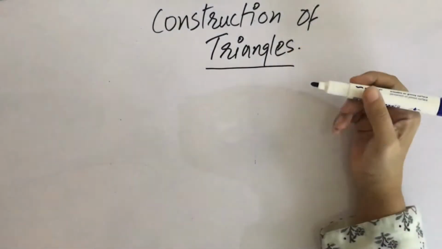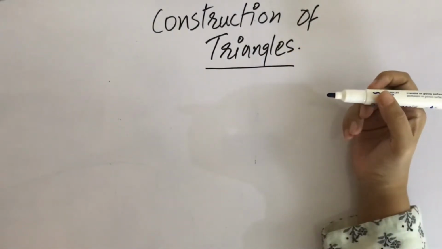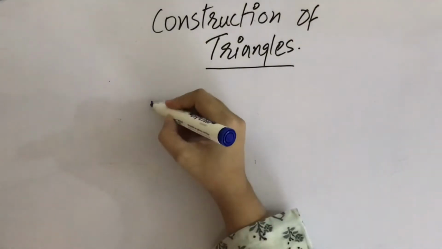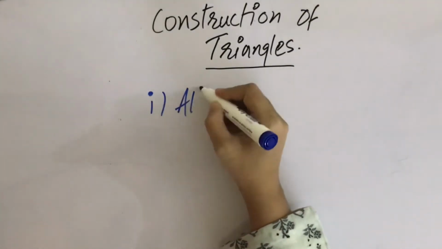Good morning, dear students. The topic for today is construction of triangles. There are usually three types of triangles which are given in the exams. One is when you are given all three sides.